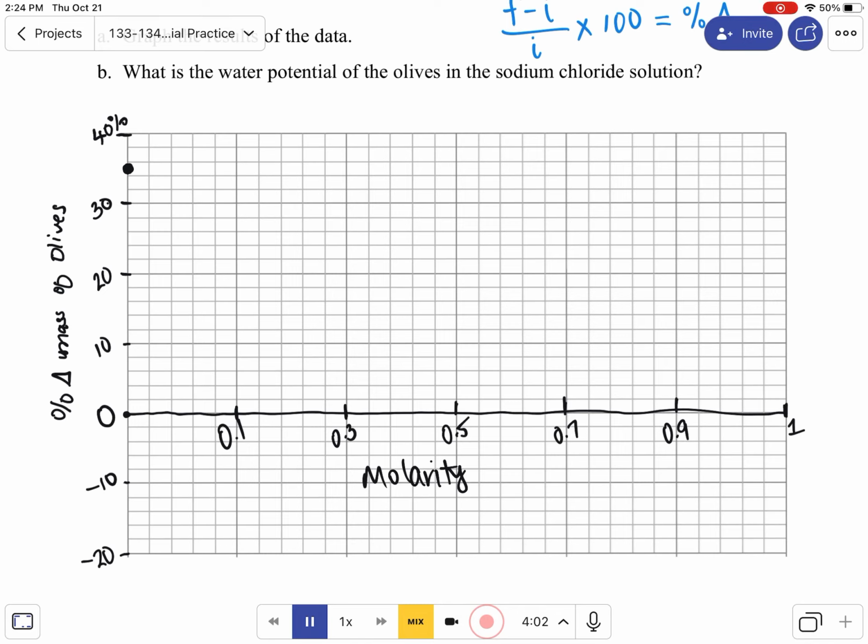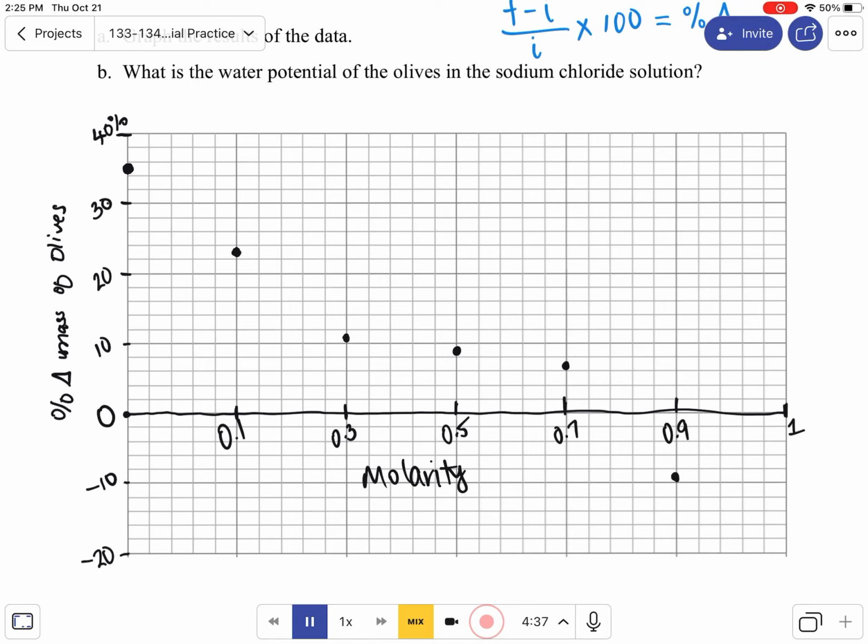Next, I'm going to put a dot at the change in mass for the 0.1 concentration. And so that change was 23.6. So I'm going to come over here. Here's my 20 mark. Here's 22, 24. So it's going to be somewhere in between. Now I'm going to go to the 0.3 mark, and I'm going to put my dot at 10.9. At 0.5, I'll put the dot at 9.4. For 0.7, it'll be at 6.2. For 0.9, it'll be at negative 9.9.